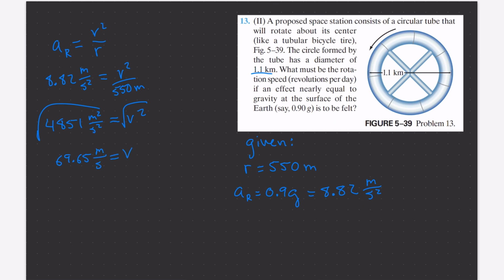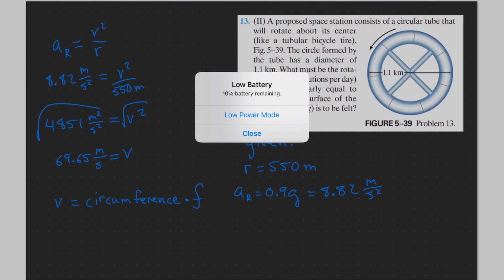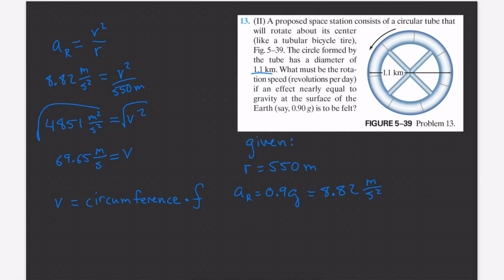Okay. So if the velocity is about 69.65 meters per second, what relationship can we use to maybe find our frequency? Well, there's this one relationship. It's going to say that our velocity is going to be equal to the circumference of our circular motion times the frequency. Okay. We don't have the frequency, but we do have the velocity, and we can derive the circumference because we know that the formula for circumference has to do with the radius, and radius is one thing that we do have. So if I'm looking for circumference, then I'm just going to say that's 2 pi times the radius. So 2 times pi times 550.